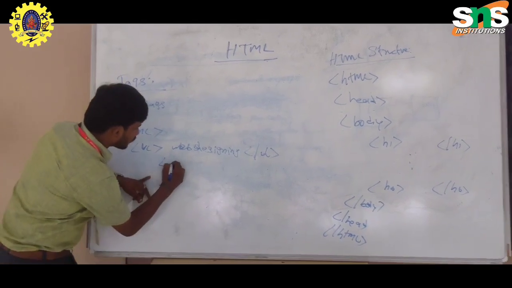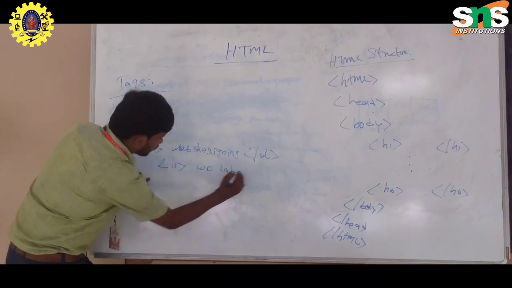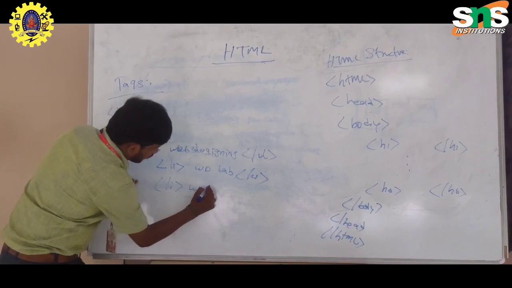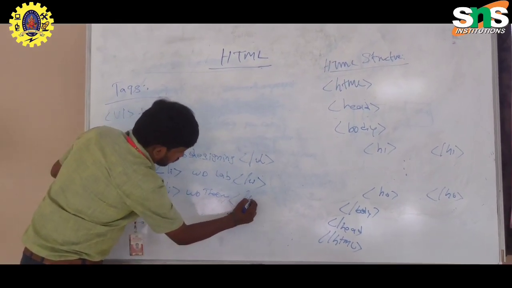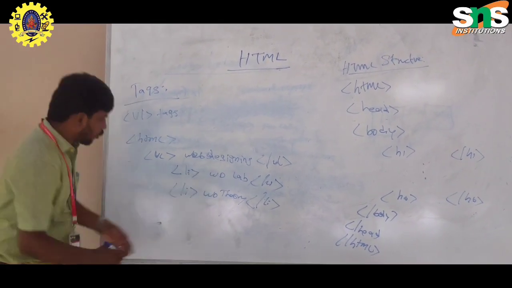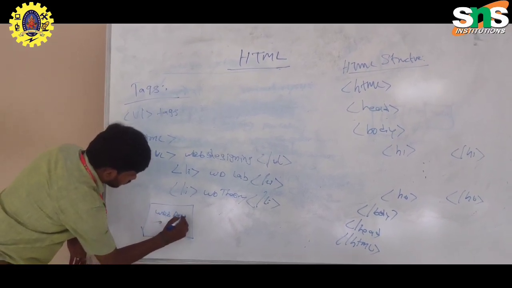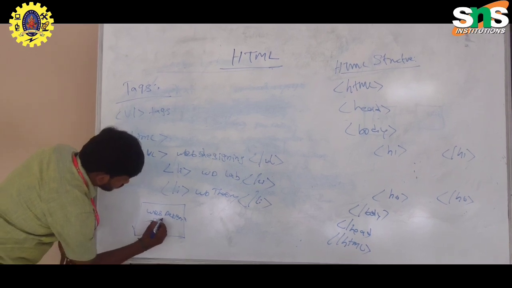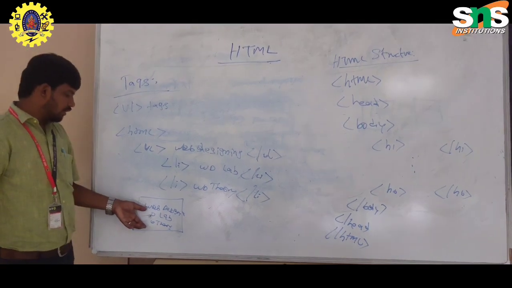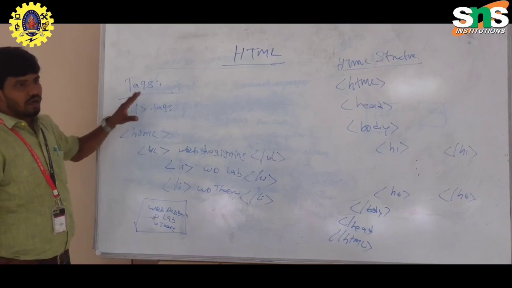First we use the listing LI tag, with web designing lab, end LI, again LI, web designing theory. Now the two different categories are shown in the output. This is our web page. Here under web designing we have lab and theory. When we need bullet points or circle or square symbols, we use the unordered listing format.